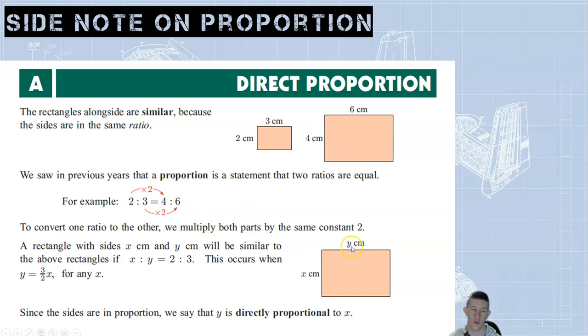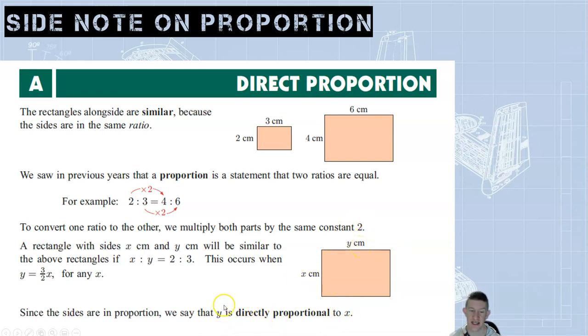So if we wanted to convert from one ratio to another, we just multiply both ratios by the same constant, which in this case is 2 because they've doubled, and we get our new rectangle. So we would say that they are directly proportional in this case. If this was our rectangle here, we would say that x is directly proportional to y.